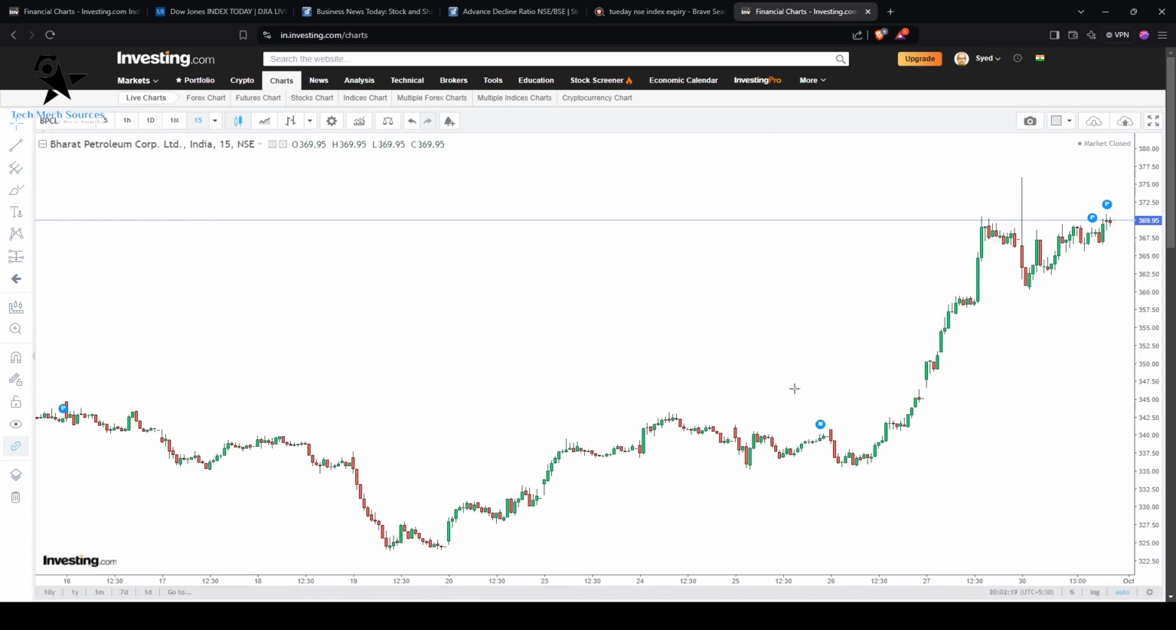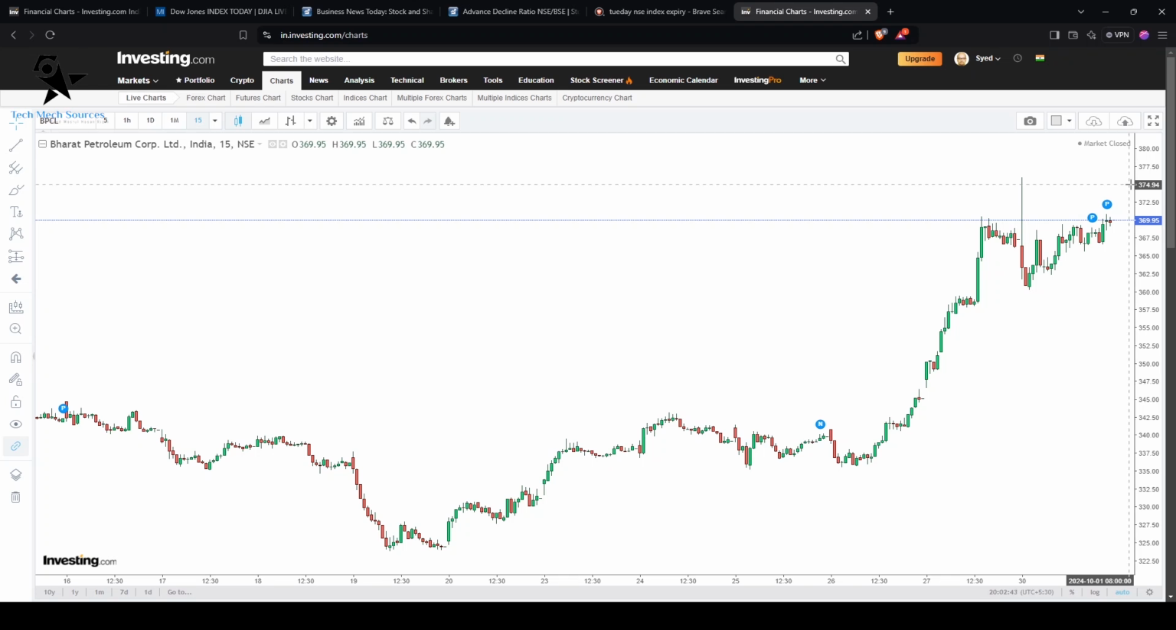15-minute chart you can see here. BPCL selling option, I told you, you have to sell a call and a put, right? I told you 335 put, which is here, right? It was a safer side. And 375 call.